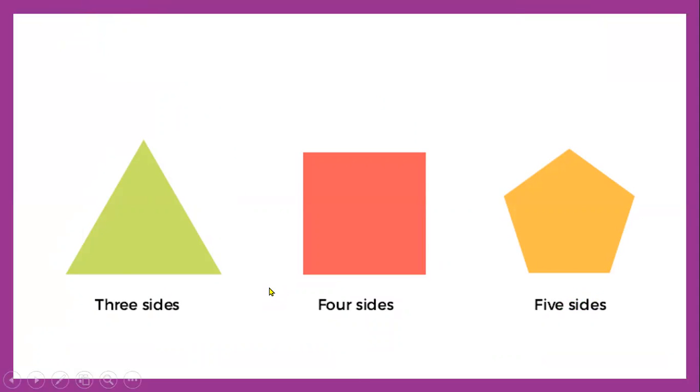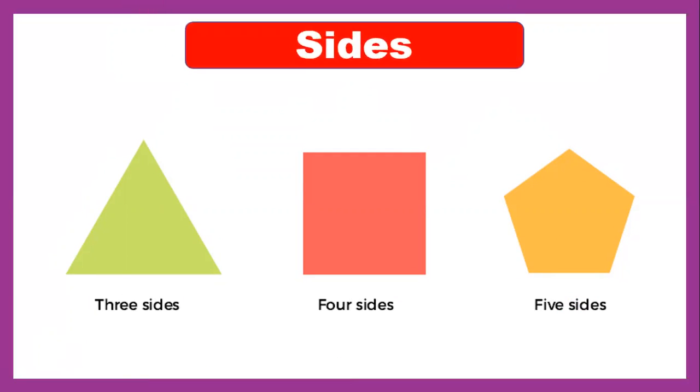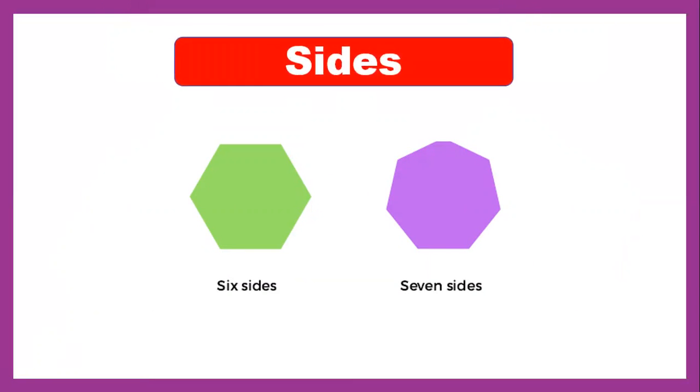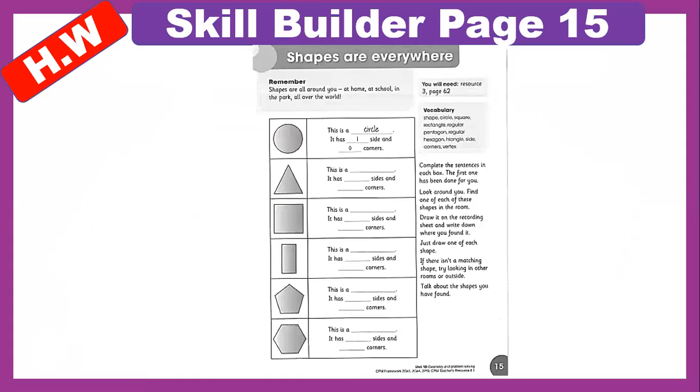Now look at these three shapes. Triangle has three sides, square has four sides, and pentagon has five sides. Right? And look at this hexagon, six sides, and a seven-sided shape. Okay. So today we discussed only the 2D shapes, and we learned the sides and the corners.